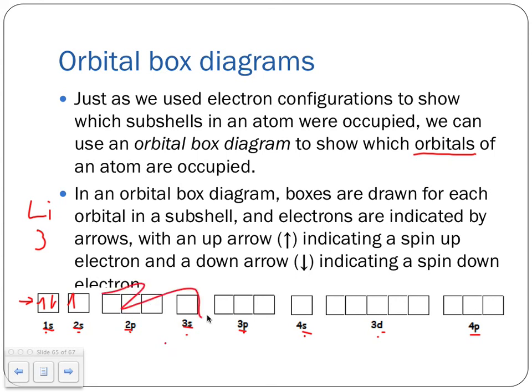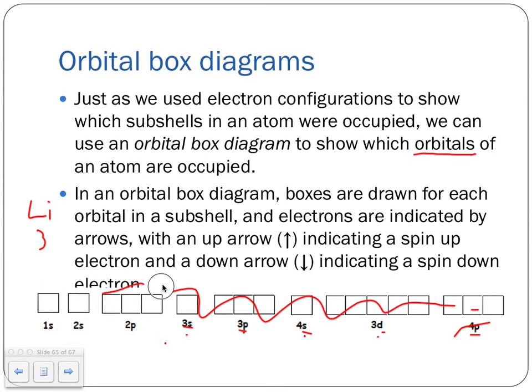If we did that, we wouldn't need anything else out here. We wouldn't even write those down at all. We would just do this. Note that you have to draw the box, put the arrows, and label which subshells are there as well. Okay, so that's how you draw out an orbital box diagram for lithium.